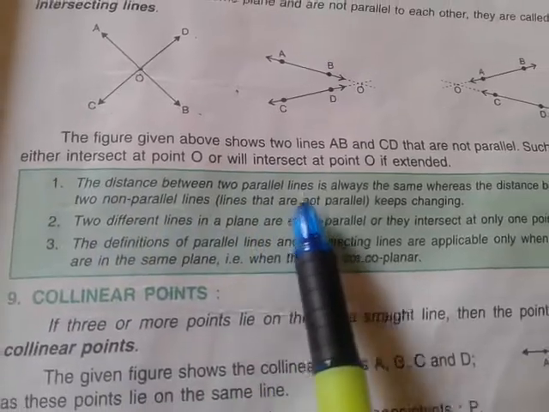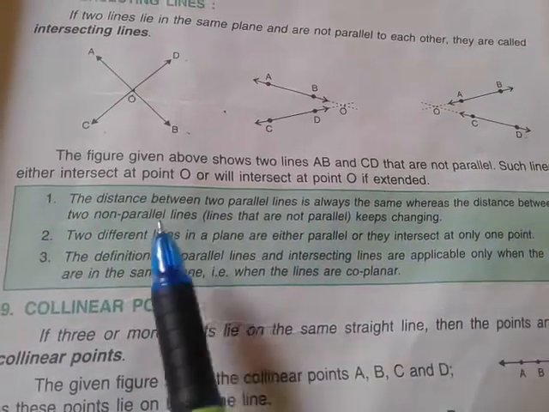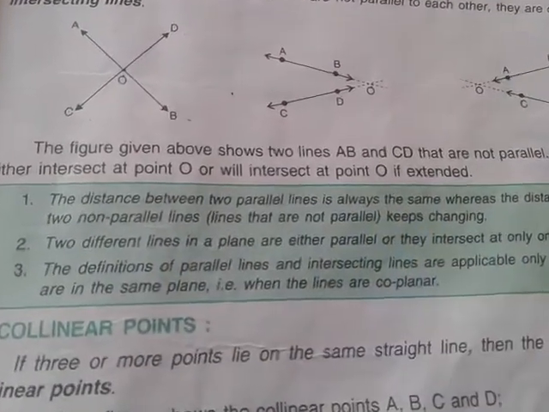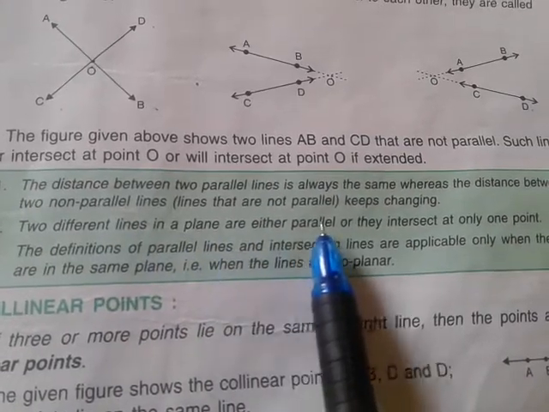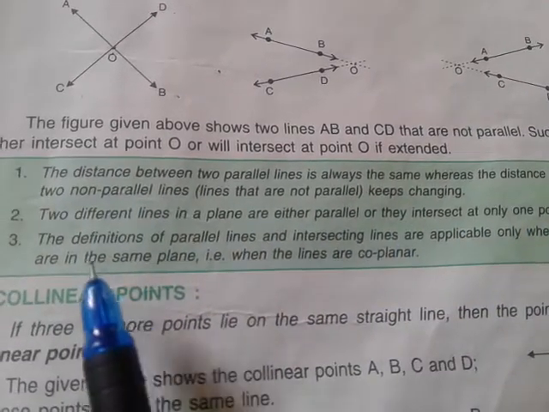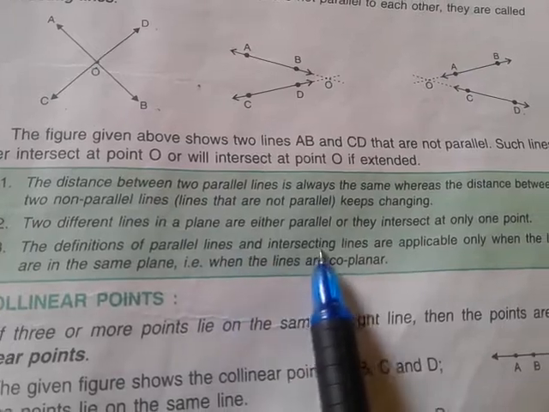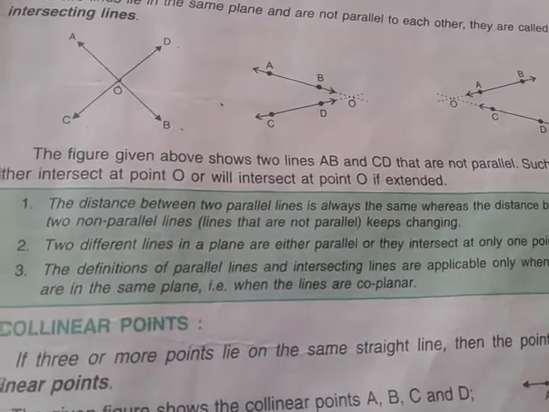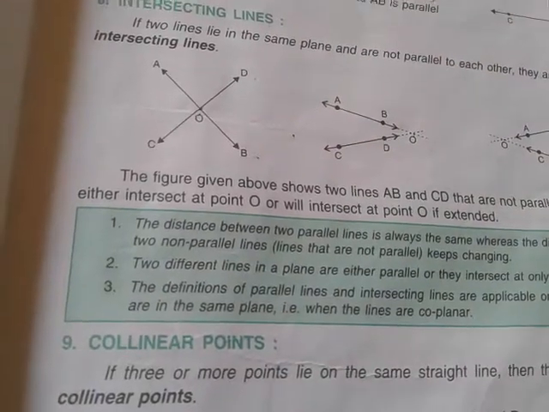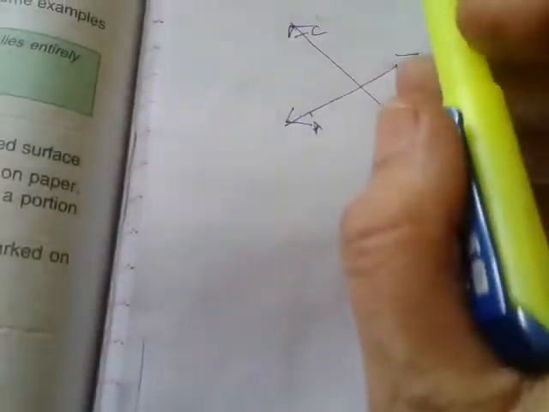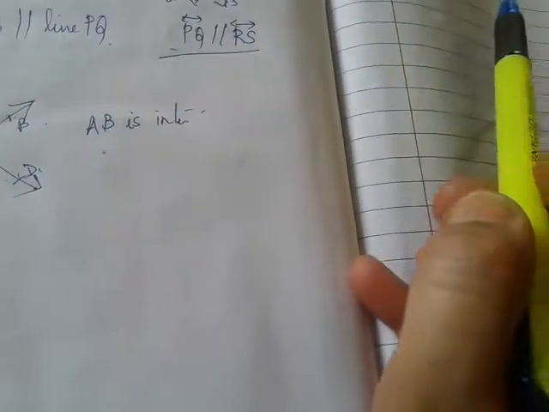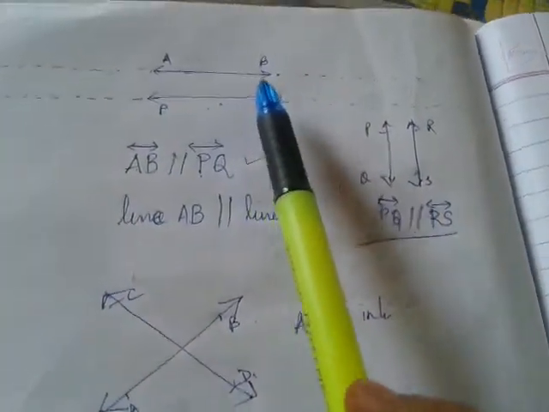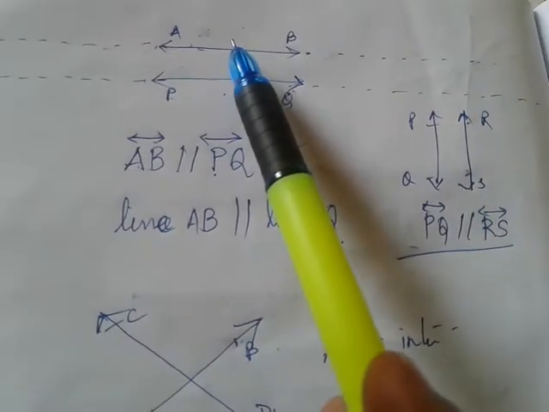So the distance between two parallel lines is always the same, whereas the distance between two non-parallel lines keeps changing. Two different lines in a plane are either parallel or they intersect at one point. The definitions of parallel lines and intersecting lines are applicable only when the lines are in the same plane, when the lines are coplanar. Coplanar means they have the same plane. I cannot talk about one line here and one line drawn on another page. I have to talk about lines drawn in one plane only.